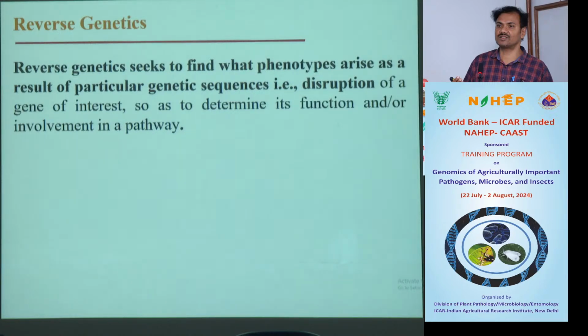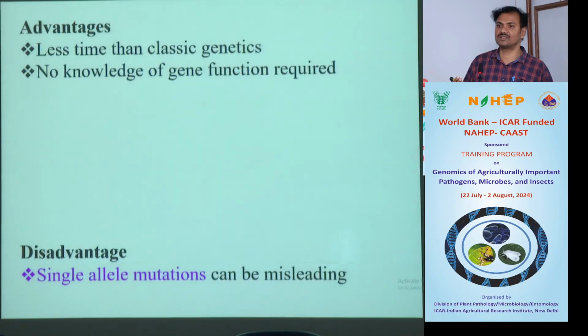In reverse genetics, as I already told, you know the gene and you try to mutate it, either by silencing or editing, various approaches which I will tell very briefly. Then you see the phenotype of that mutant: whether it is able to sporulate, show conidiation, or cause disease and infection or not. So you are studying the phenotype, going from genotype to phenotype. It is less time consuming compared to forward genetics.